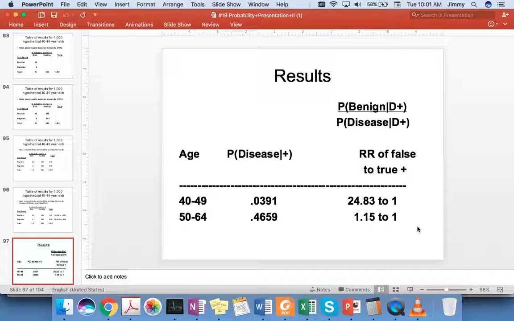So here are the results, and this is the ratio of a false to a true positive. So given that the disease is benign, so the false, given that you have a positive diagnosis, over the other ratio, which equals 24.83.